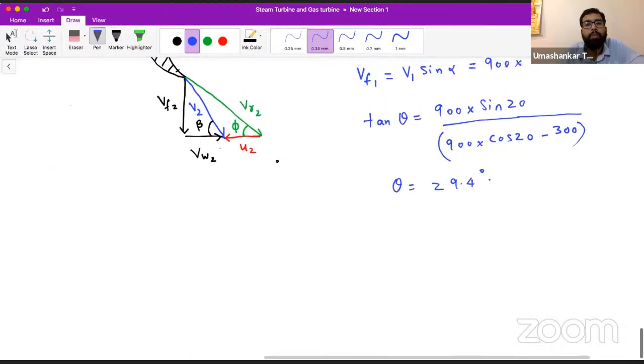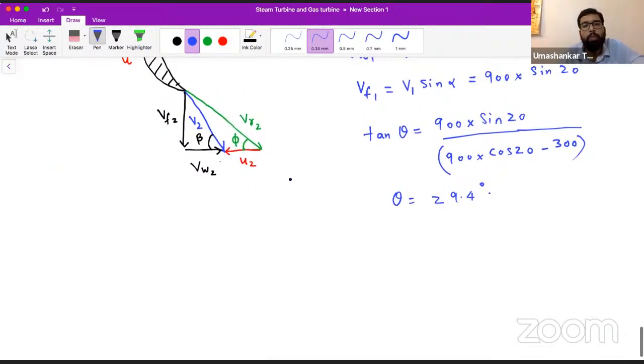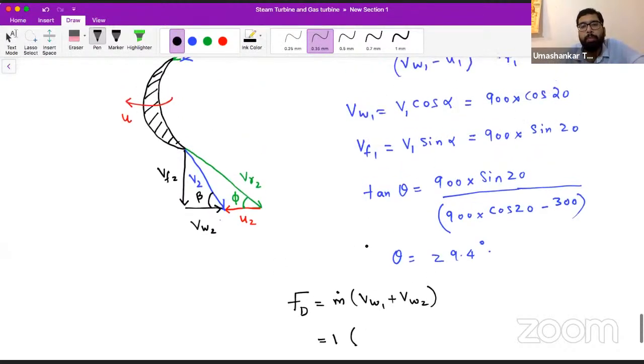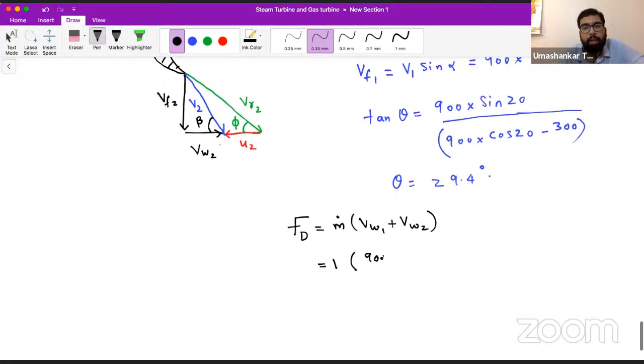Now we have to find the driving force. So what is the driving force? The driving force we have seen is M dot (Vw1 plus Vw2). Yes or no? This is what our driving force is. So for that, I have the value of V1. Now I have this value of Vw1 also. Vw1 is 900 into cos 20. Yes or no? So if from somewhere I can find the value of Vw2, I can give my answer.